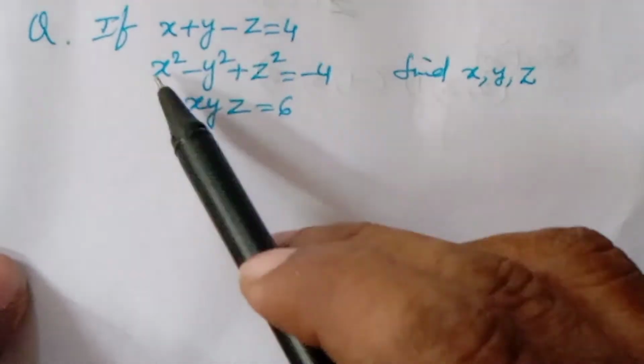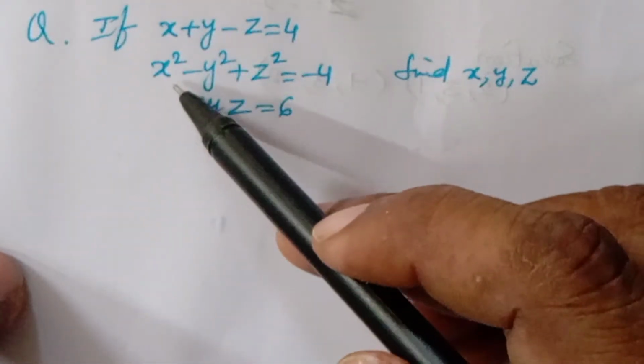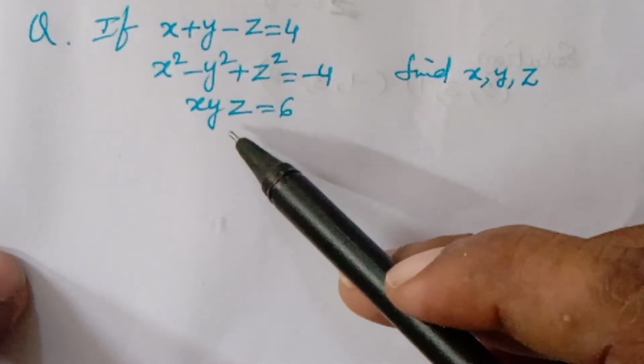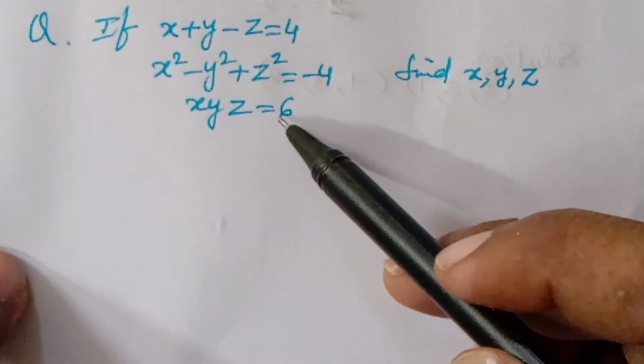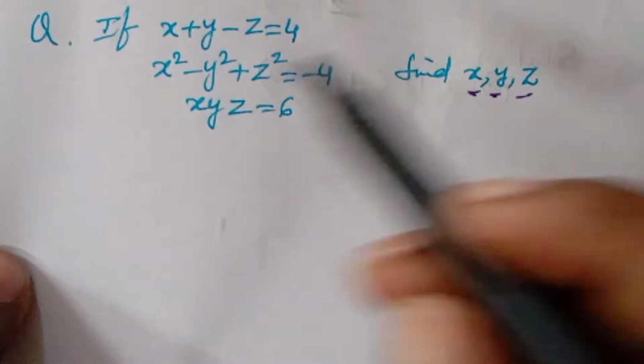So the question is: given that x plus y minus z equals 4, x square minus y square plus z square equals minus 4, and xyz is equal to 6, you have to find the value of x, y, z.